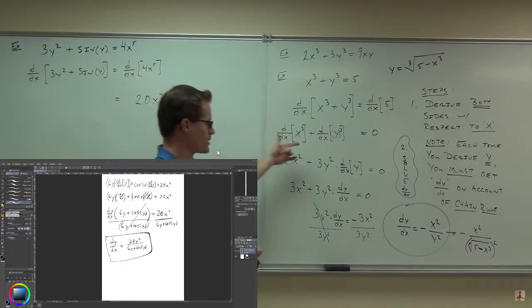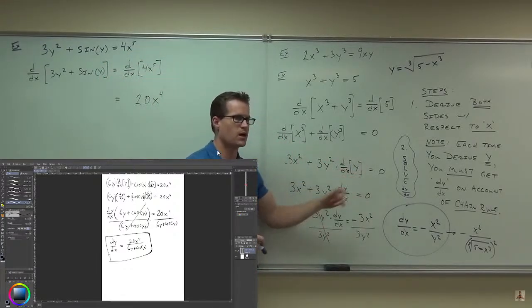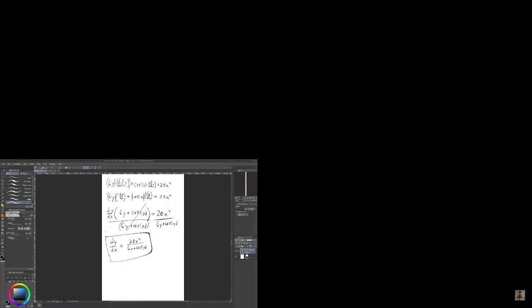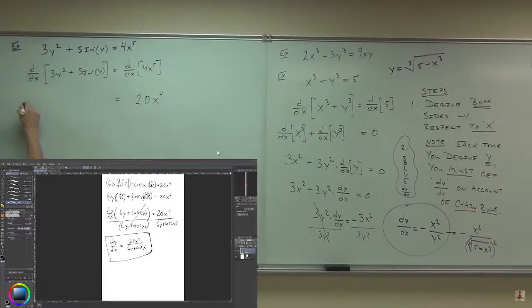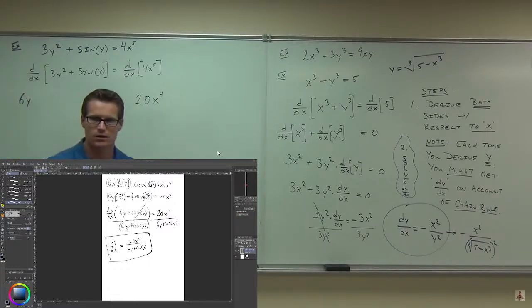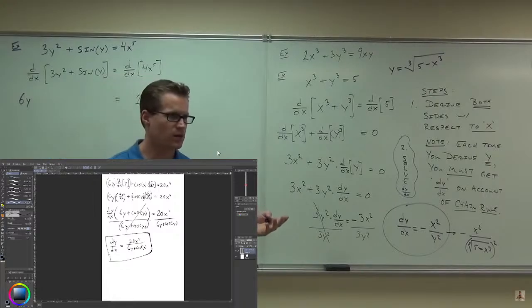I'm going to stop showing you this whole chain rule idea. We're just going to do things like this. Check it out. 3y squared, what's the derivative of 3y squared? 6y. Great. Times 6y dy dx. Did you take a derivative of y? Yeah. Then do a dy dx.